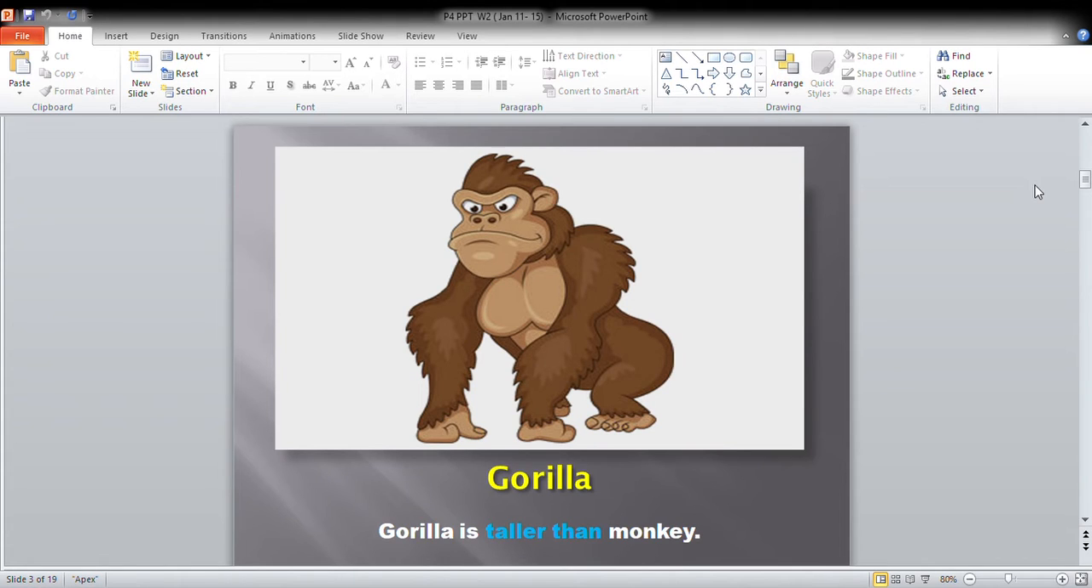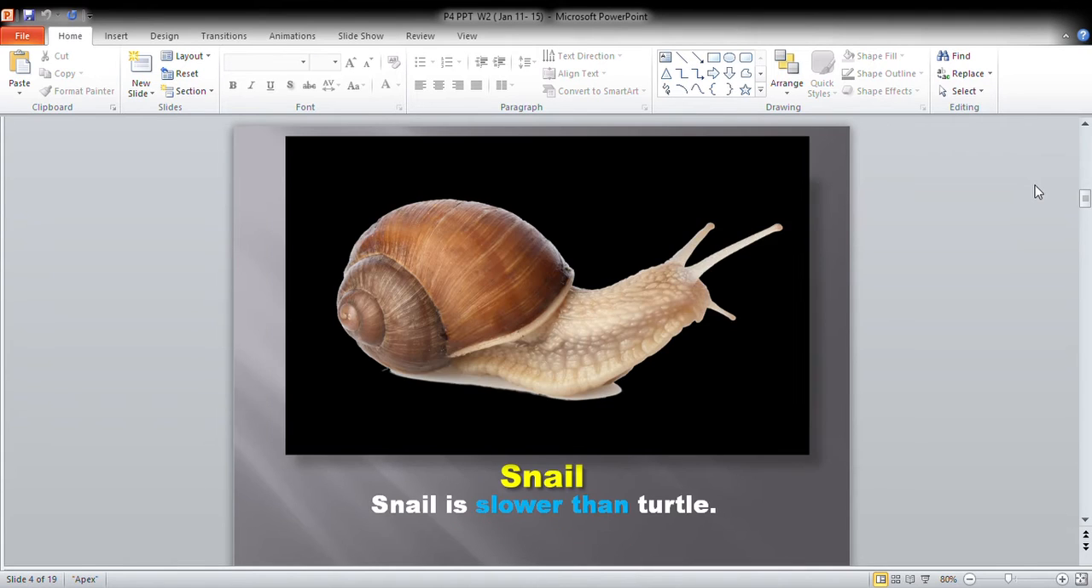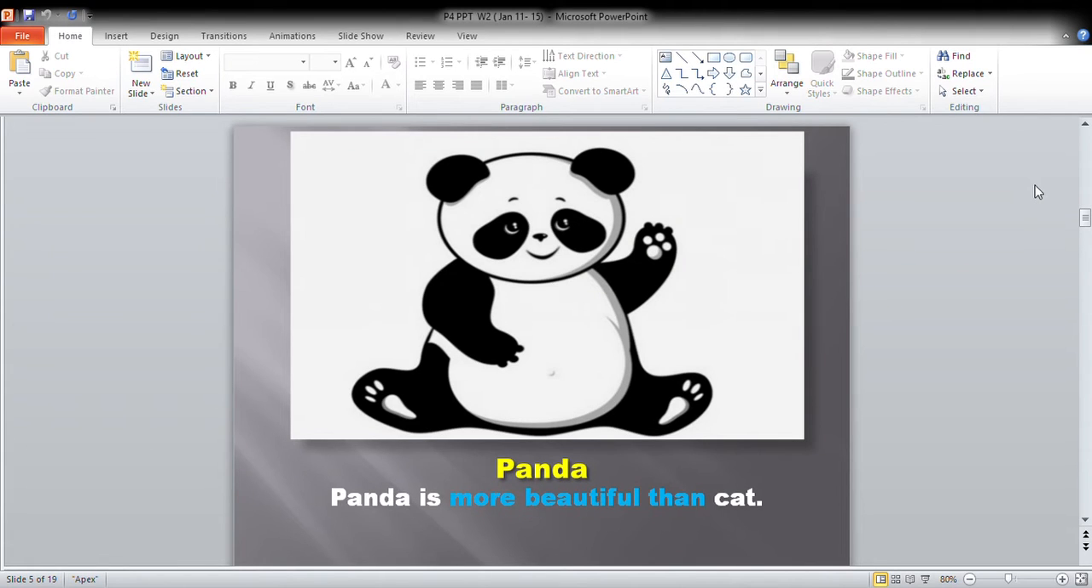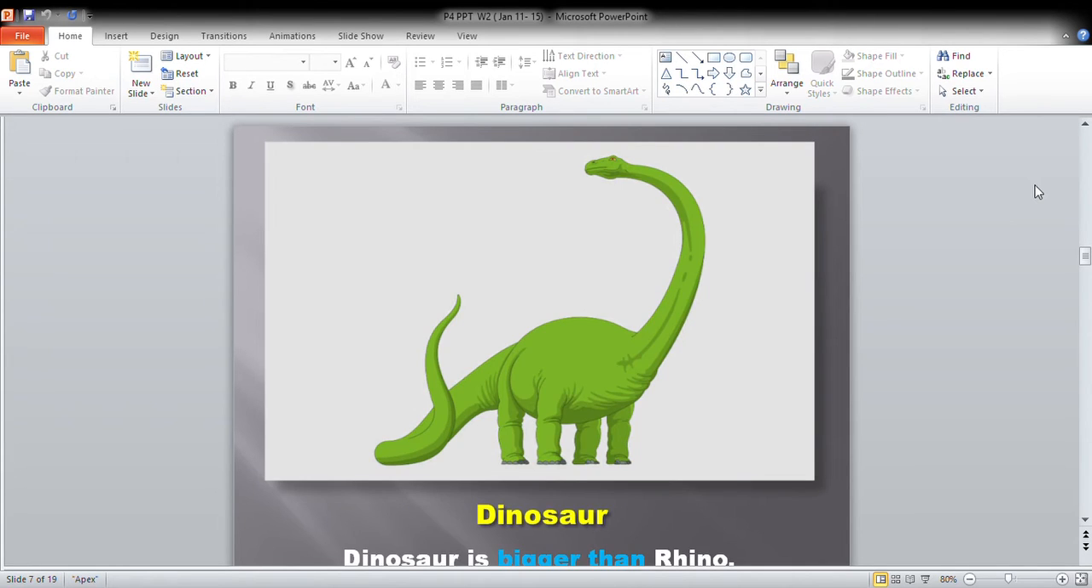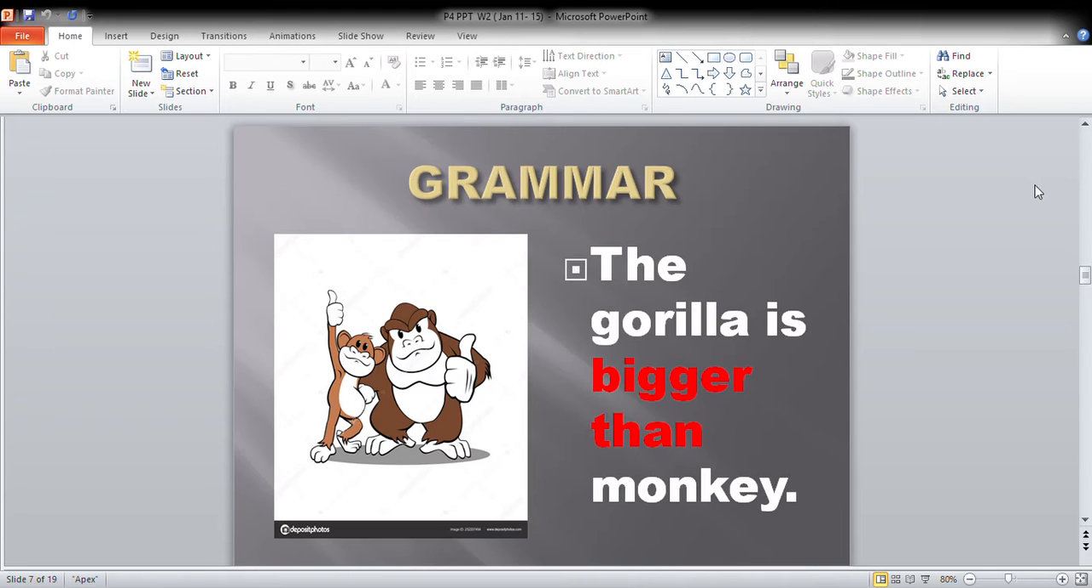Alright, so we have here the vocabulary and the pictures. This is gorilla. So gorilla is taller than monkey. Next, we have snail. Snail is slower than turtle. Panda. Panda is more beautiful than cat. Rhino. Rhino is stronger than cow. Dinosaur. Dinosaur is bigger than rhino.